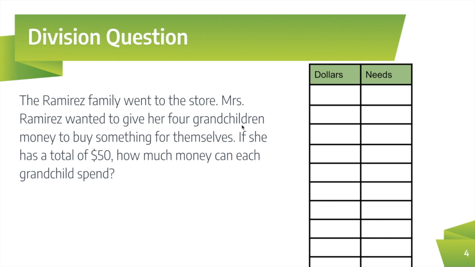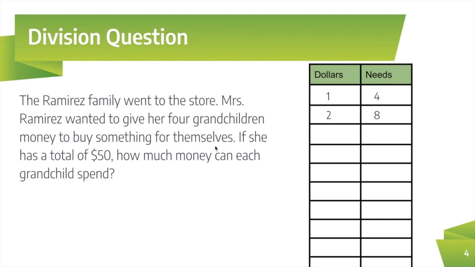So for example, let's say she gave each one $1. That would be $4 in total because there's 4 grandchildren. 1 for the first grandchild, 1 for the second, 1 for the third, 1 for the fourth. She would need $4 for that. So if she gave them each $2, she would need $8 in total. So in order to give each grandchild $2, she would need 8. We're going all the way to 50.